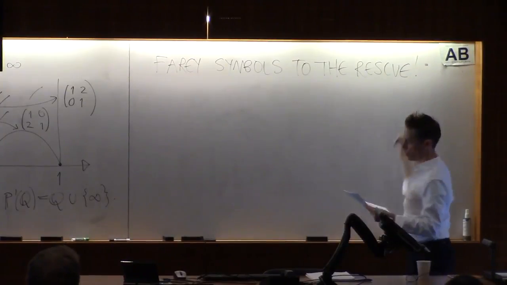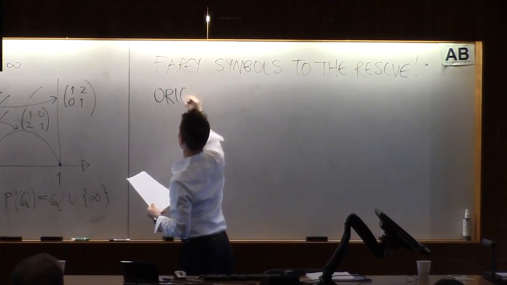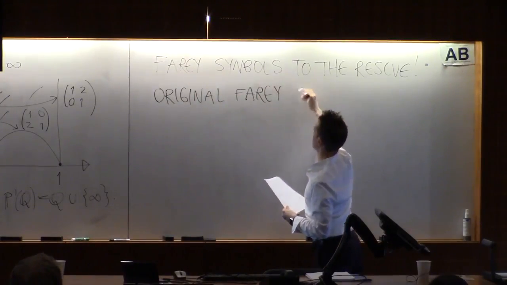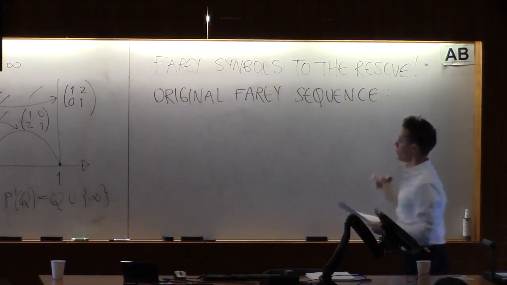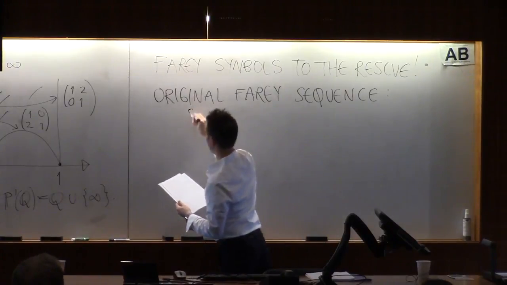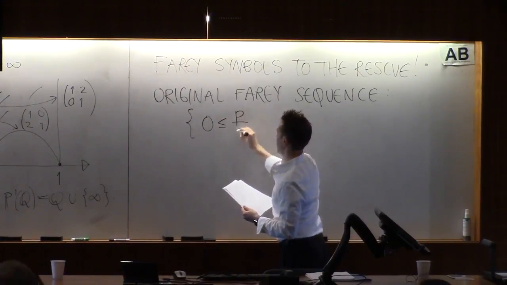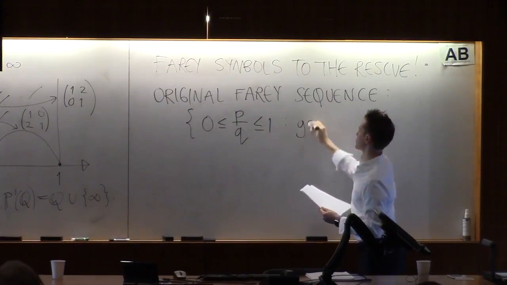So this is the sort of combinatorial amazingness. Have you guys seen the Farey sequence before? The original Farey sequence is a way of listing the rational numbers in order. So you ask for, among the set P over Q, I guess you have to decide whether you want to include 0 and 1. I will.